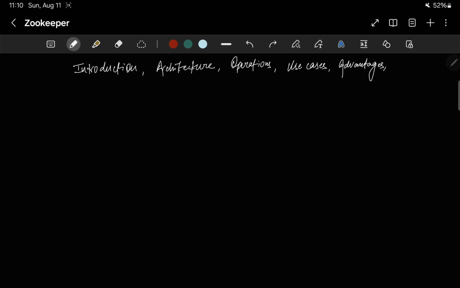Okay, so let's first discuss the structure that we are going to follow today. First we will talk about the introduction of ZooKeeper. Next we will see the architecture of ZooKeeper. Next we will see the operations of ZooKeeper. After that the use cases, then advantages and challenges associated with ZooKeeper. Okay, now before we go with the introduction and all the technicalities of it, let's understand the problem statement that we are trying to solve first.